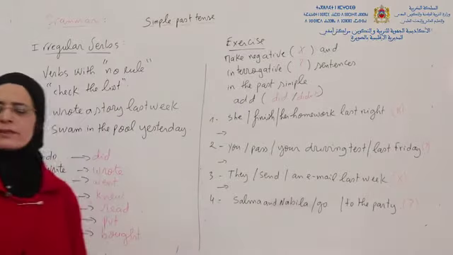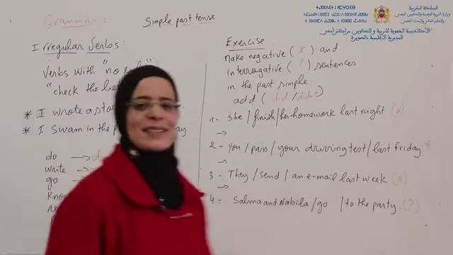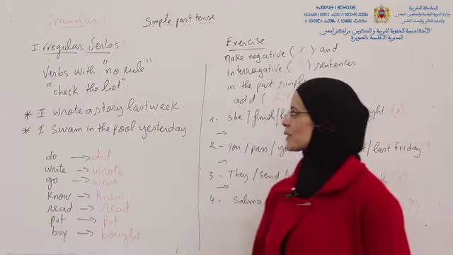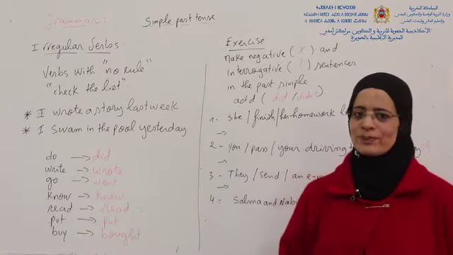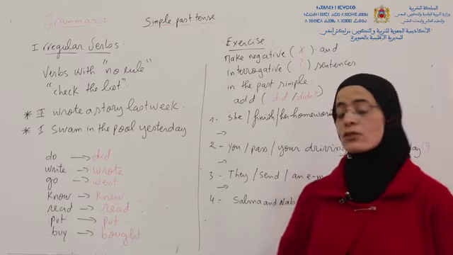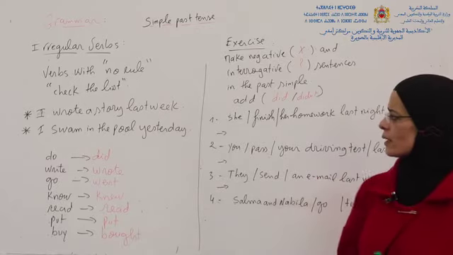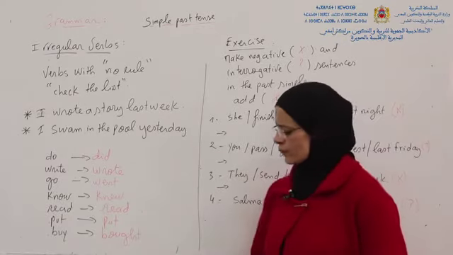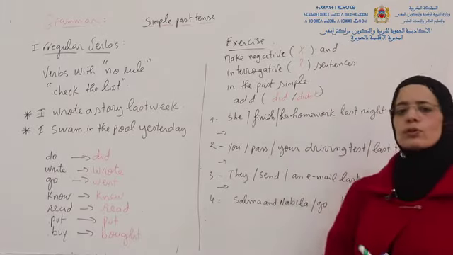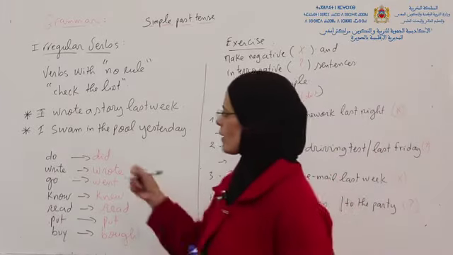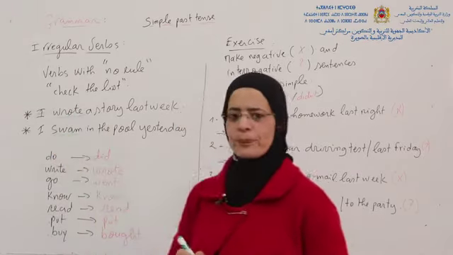Okay, now the second type of verbs that you can make in the simple past is irregular verbs. Irregular verbs are called verbs with no rule. You have just to check the list and learn them by heart. Look at these 2 examples here. I wrote a story last week. I swam in the pool yesterday. Now we have wrote, and you have swam.